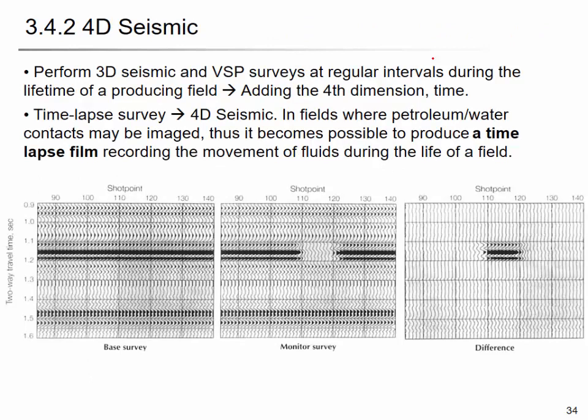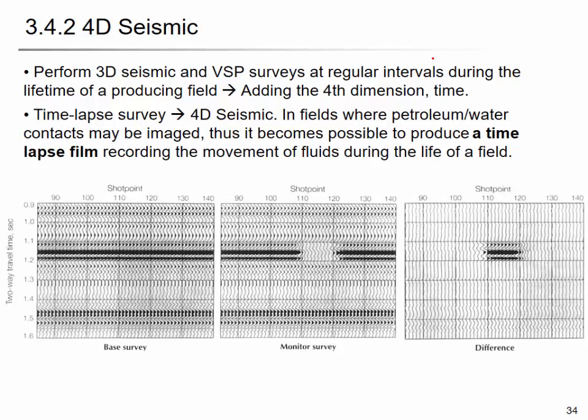And 4D seismic. 4D seismic is that if you do it along the line, you get the 2D section, right? And if you do the 2D profiling with some spacing to cover the area, then you get the 3D volume information, right? And you can come back 1 month later and do the 3D seismic survey again. So if you repeat it over time, you get the 4D seismic information. Right? So the other dimension is time.